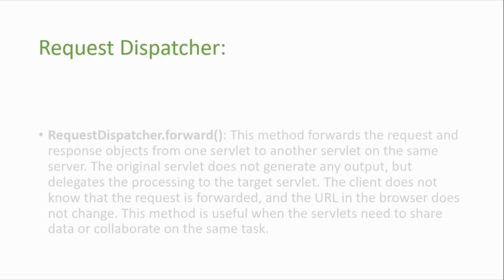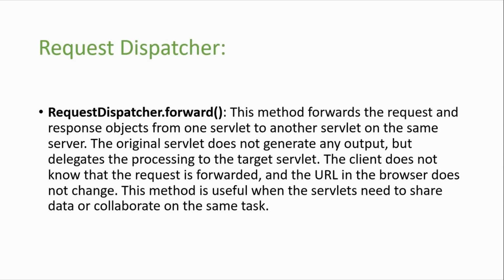Request dispatcher. First, we will see the technical definition of request dispatcher and then we'll see how it works. Request dispatcher is implemented by using the forward method, and this method forwards the request and response object from one servlet to the other servlet on the same server. The original servlet does not generate any output but delegates the processing to the target servlet, meaning servlet 2. And the client is also not aware that his request has been forwarded to servlet 2, right? And this method is useful when the servlet needs to share data or collaborate on some task.